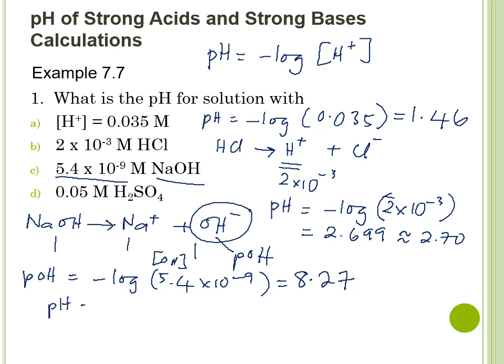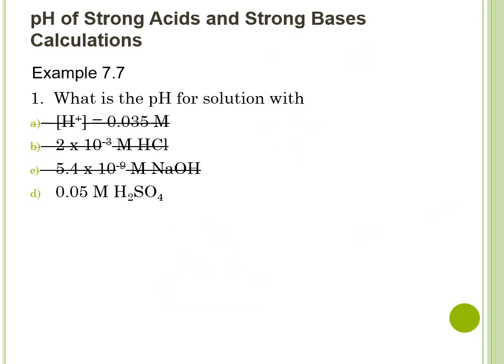pH is equal to 14 minus pOH. So we're going to get 14 minus 8.27, which is 5.73. This is the final answer. Oh, I need a new page for the fourth question.